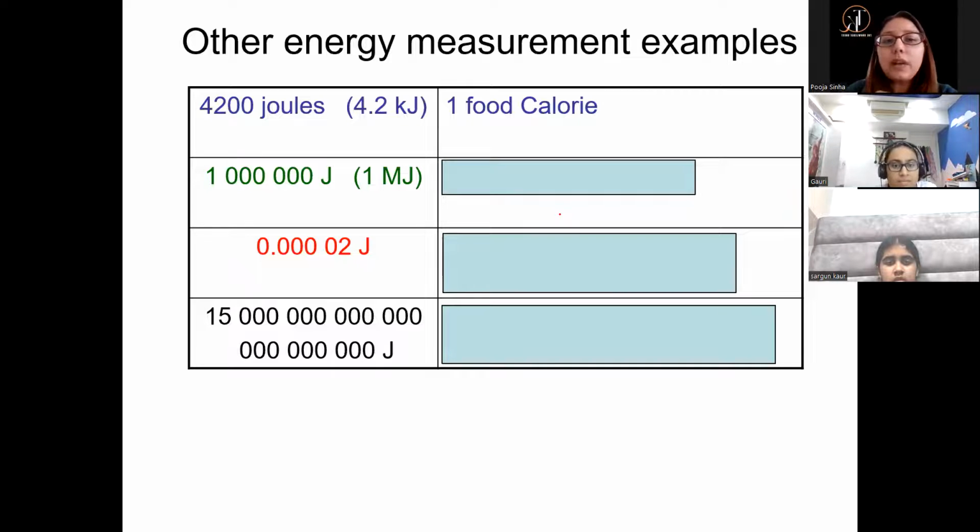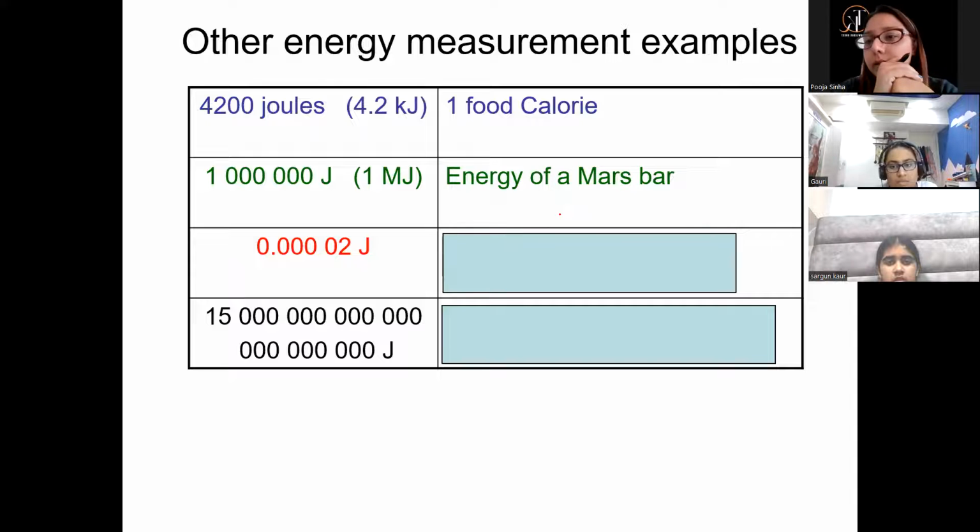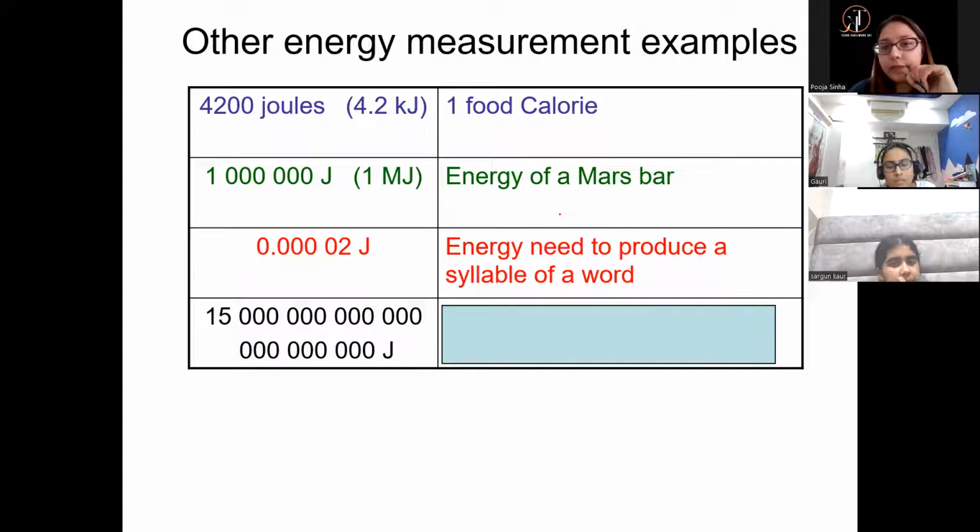1 megajoule. Understand it like this: Mars, you've seen that chocolate Mars? The energy of that chocolate is 1 megajoule. Usually calories are written on them, how many calories you are taking in. But you understand that 1 calorie is 4.2 kilojoules. So if you ate a bar of Mars, how much energy is it, right?